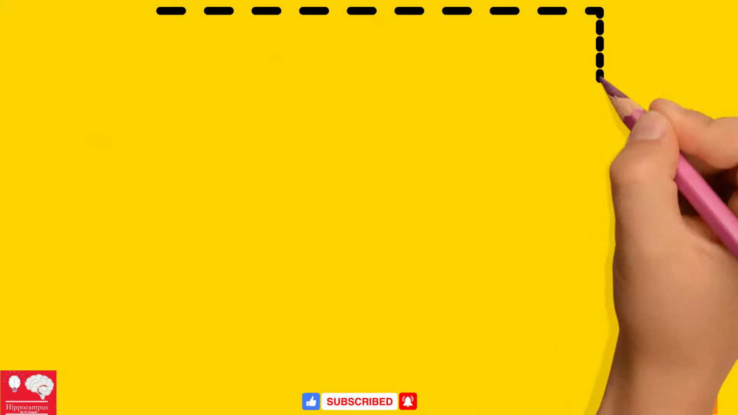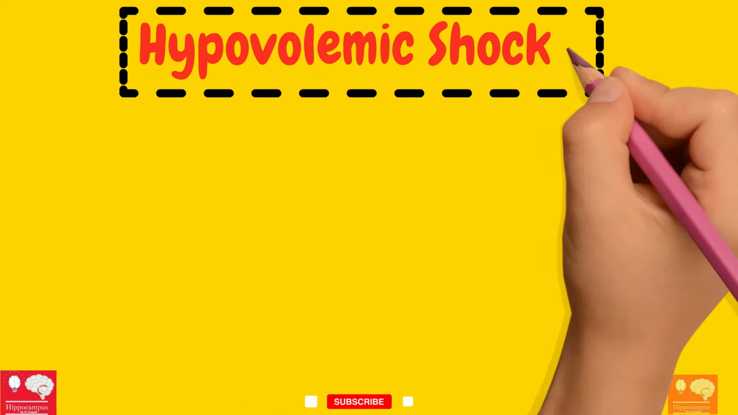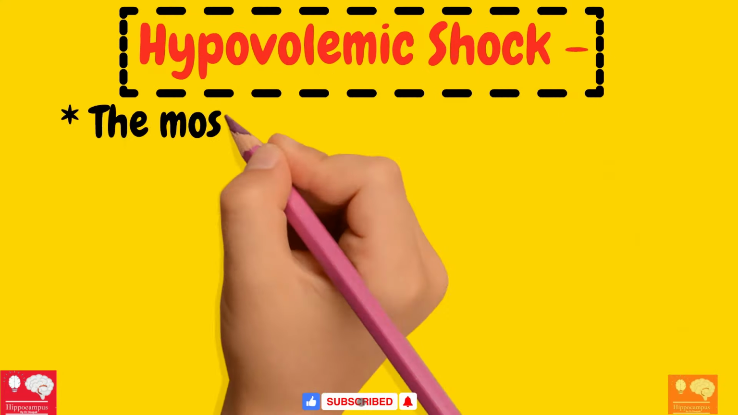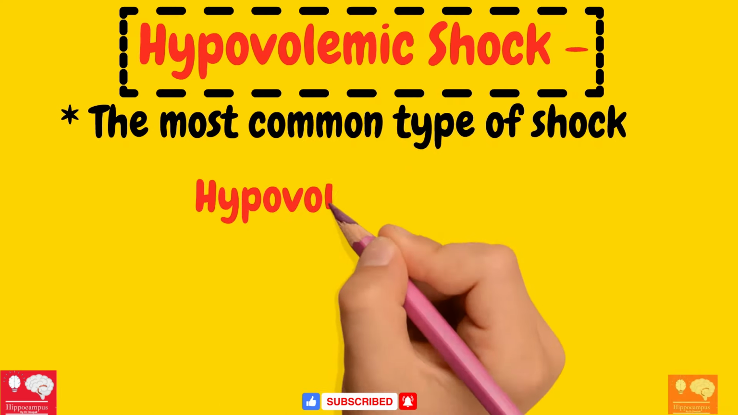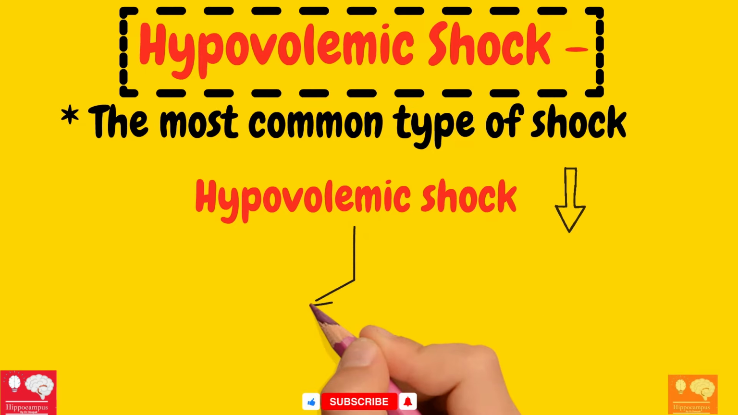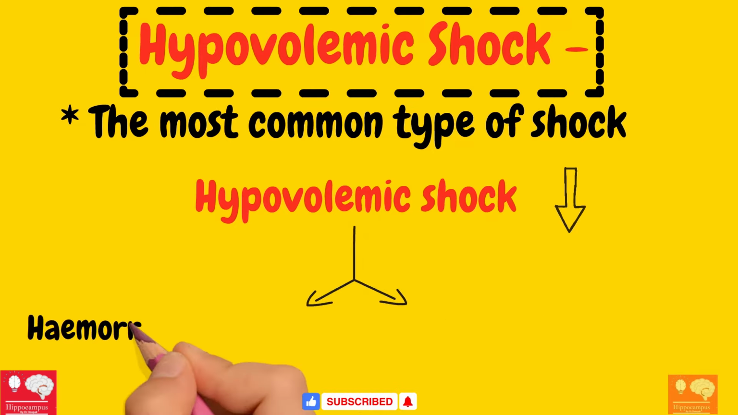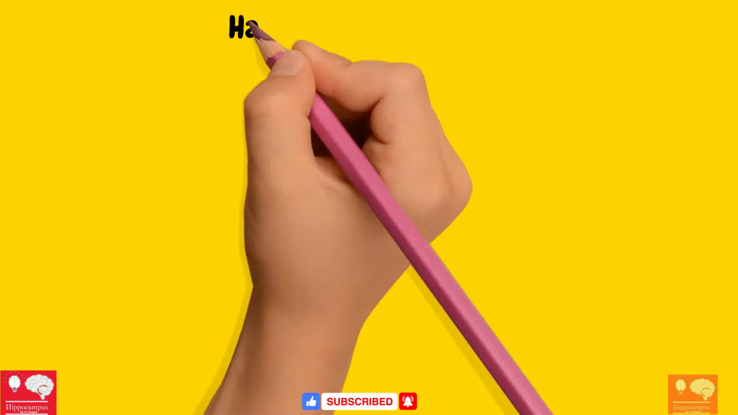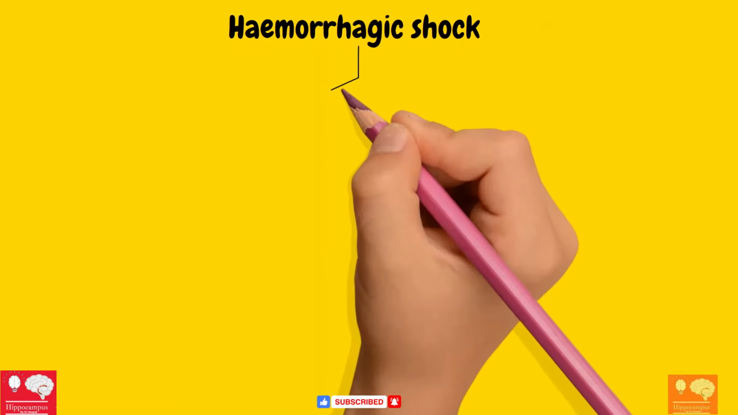The first one which we are going to talk about is hypovolemic shock. So hypovolemic shock is the most common type of shock. Hypovolemic shock is due to a reduced circulating volume, and hypovolemia may be due to a hemorrhagic or non-hemorrhagic cause. Discussing hemorrhagic shock, it can be of different types.